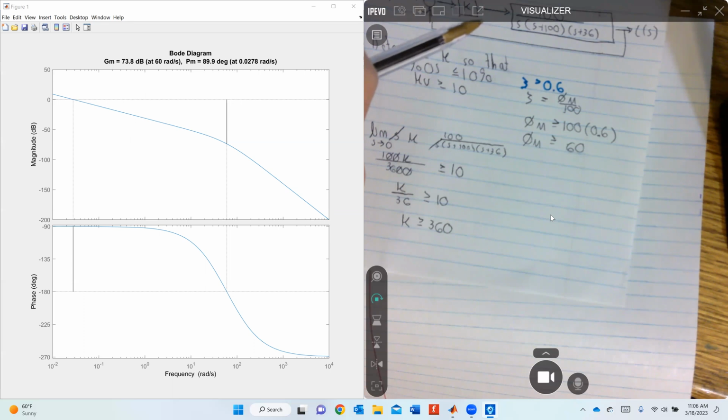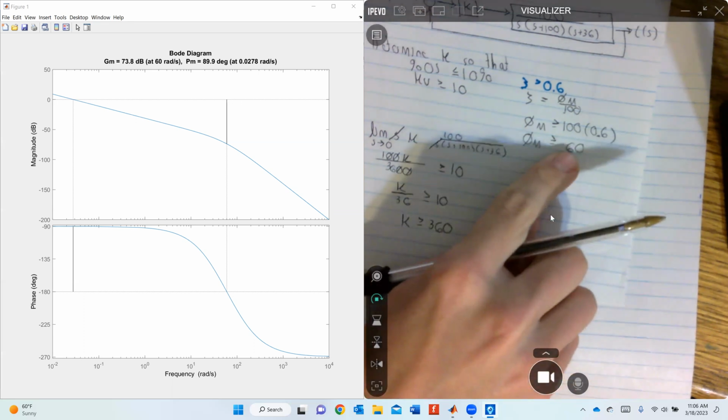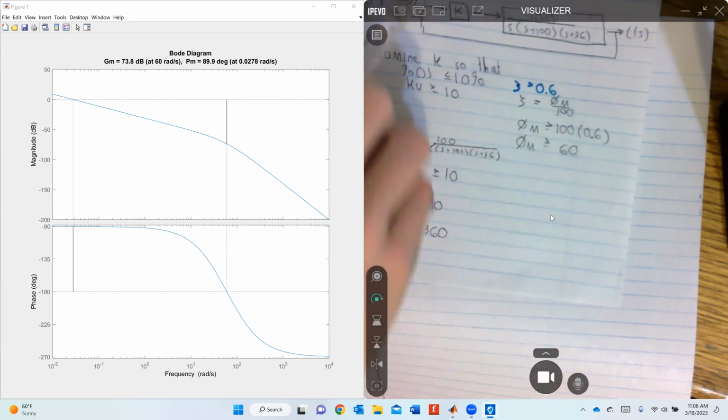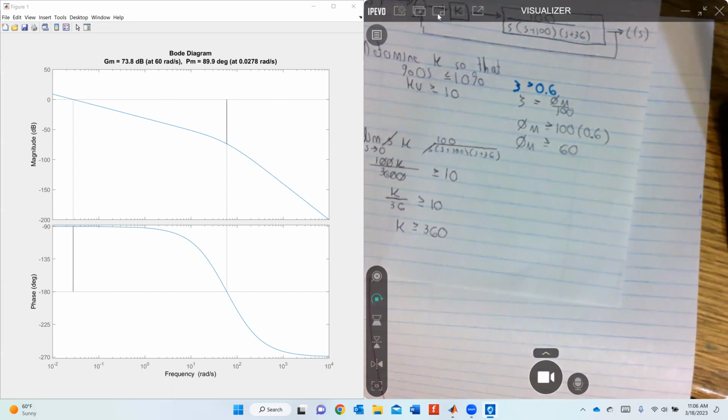What do we want to do? Where we have 60. Our phase margin must be greater than or equal to 60, correct? If we look at our Bode plot here, if we decrease our gain, our phase margin changes. So if our phase margin changes to 60, that's when it intercepts with the 0.